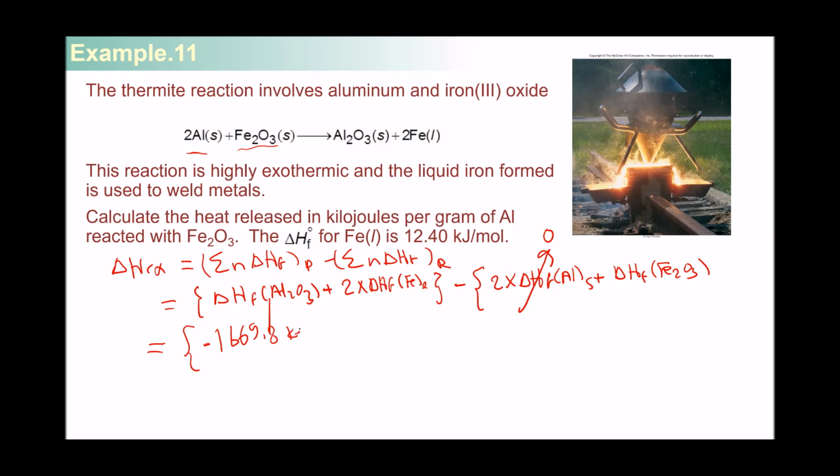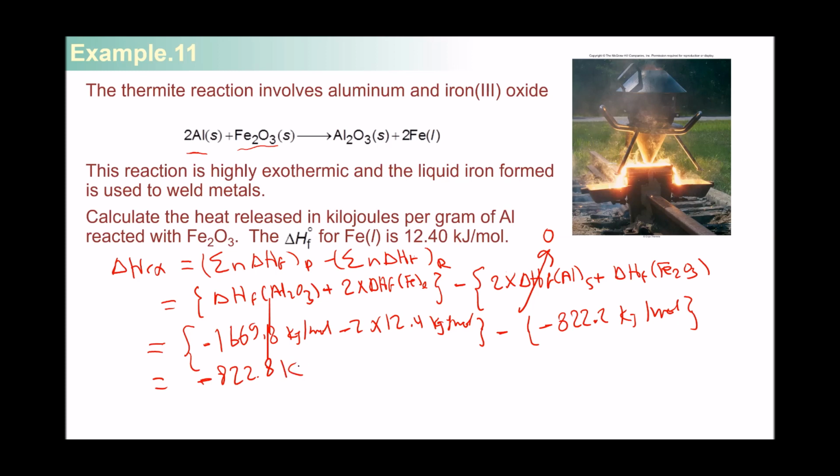1669.8 kilojoules per mole plus 2 times 12.4 kilojoules per mole for liquid iron minus delta H formation of iron oxide is negative 822.2 kilojoules per mole, and that is going to give us a molar heat of the reaction that equals negative 822.8 kilojoules.